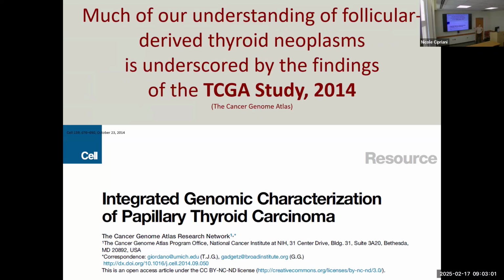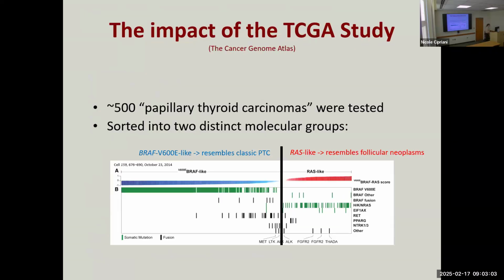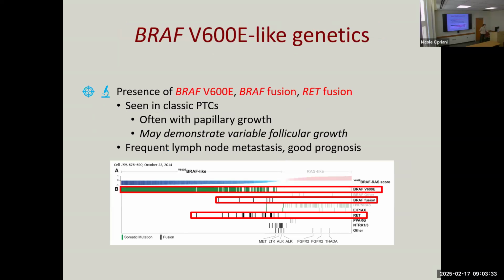This is the 2014 TCGA study that basically sorted all follicular pattern thyroid neoplasms into those that are BRAF-like, that resemble classic PTC, and RAS-like, that are more follicular neoplasm-like. So when I am telling you RAS-like versus BRAF-like, this is where that came from. And basically, you can tell based on what mutation or fusion you have, which side of that line you are on.